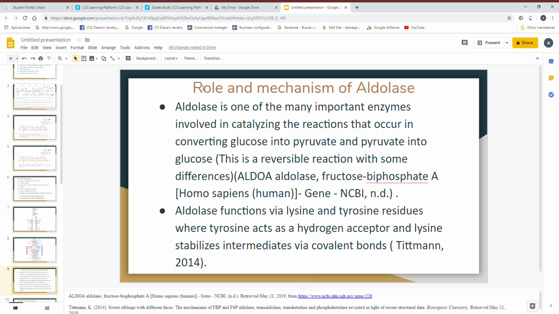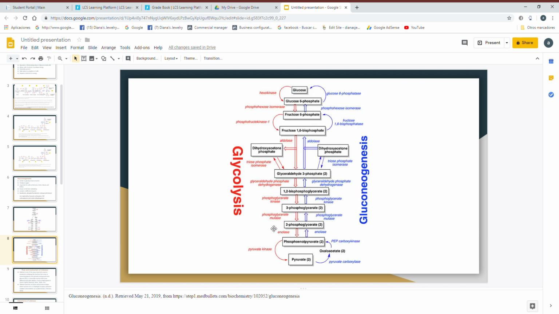So let's talk about the enzyme aldolase. Aldolase is one of the many important enzymes involved in catalyzing the reactions that occur in converting glucose into pyruvate and pyruvate into glucose. So if we go back and look at this, and like I mentioned, you're going to see aldolase in both reactions. So aldolase allows for both of these reactions to happen.